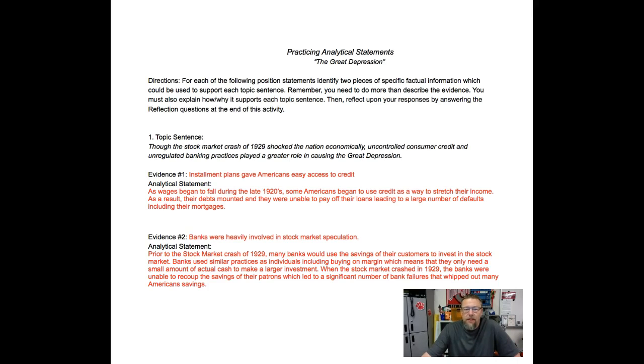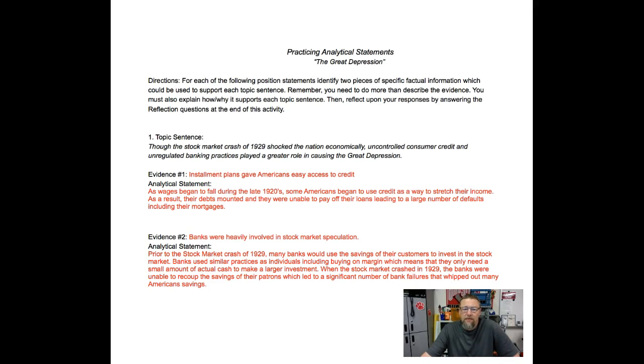the analytical statement that backs up that particular fact kind of explains the situation. Remember, you're telling the how or the why. Does it support the statement above? So the analytical statement that I wrote was, as wages began to fall during the late 1920s, some Americans began to use credit as a way to stretch their incomes. As a result, their debts mounted when they were unable to pay off their loans, leading to a large number of defaults, including their mortgages, which meant that people were losing their homes, meant that banks were failing because they couldn't collect on the loans. And so that supports our topic sentence there, especially the idea of uncontrolled consumer credit.